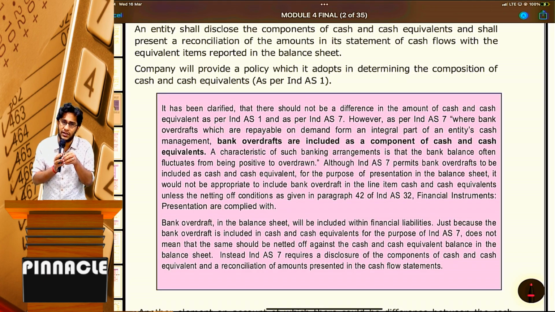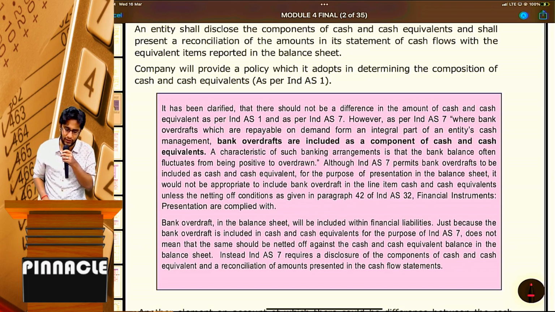Just because you are presenting bank overdraft as a part of cash and cash equivalents while preparing the cash flow statement does not mean that in preparing your balance sheet you are not supposed to adjust it. Bank overdraft in the balance sheet will be treated as a pakka financial liability only. And accounting for that will come from IND AS 109 because of the financial liability. So don't bring the cash flow statement rule into your balance sheet presentation and accounting treatment. It is only for the cash flow point.